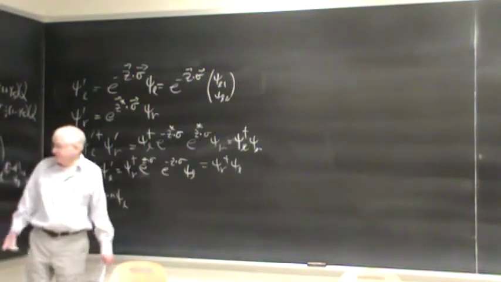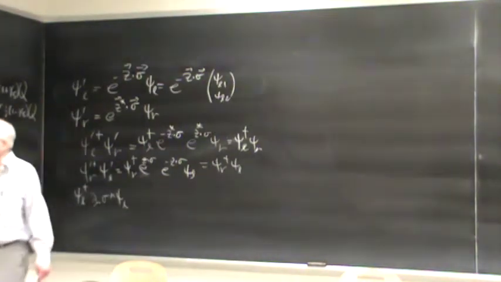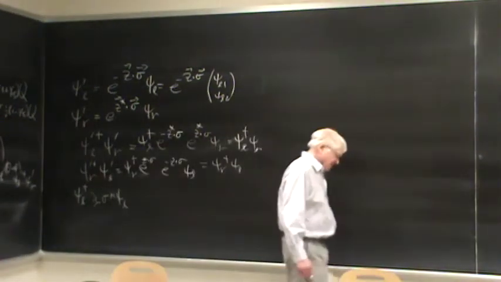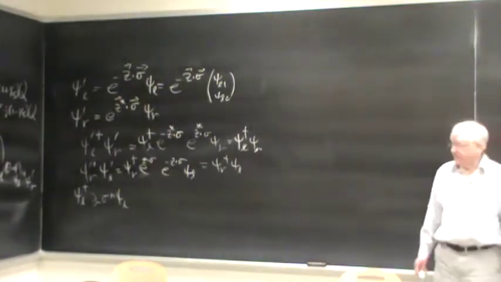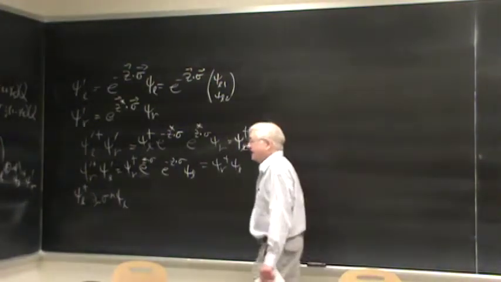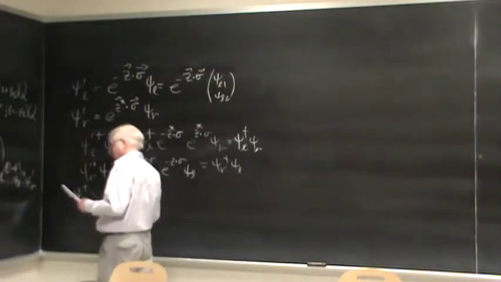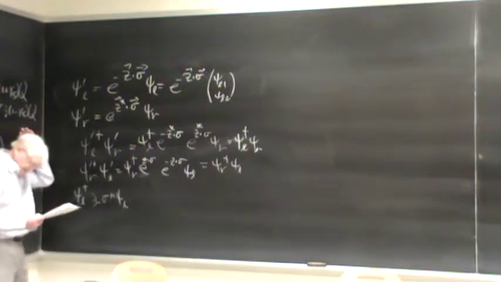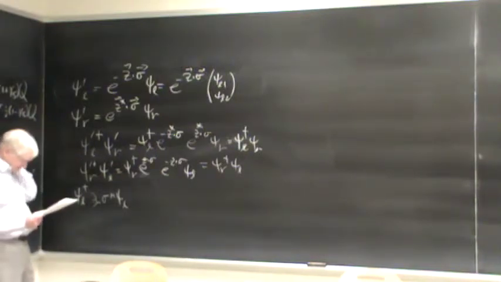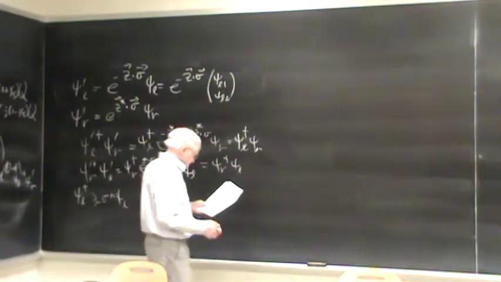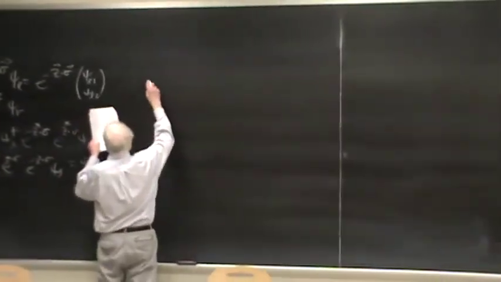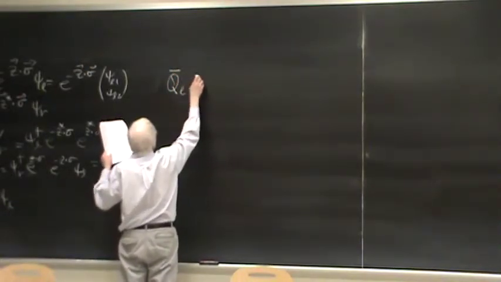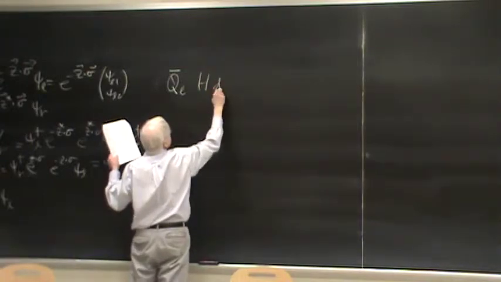All right, so these Dirac mass terms are Lorentz invariant, but unfortunately they're not invariant under SU2 left. So what do we do? We bring in the Higgs field. The Higgs field can make them invariant. And the way we do that is we have something like this: Q left bar, that's a doublet, a Higgs field, and then D right.